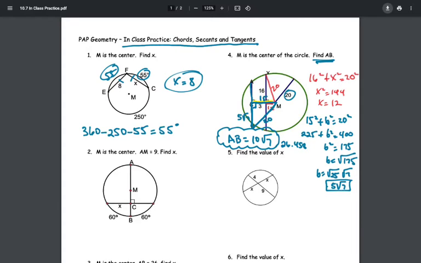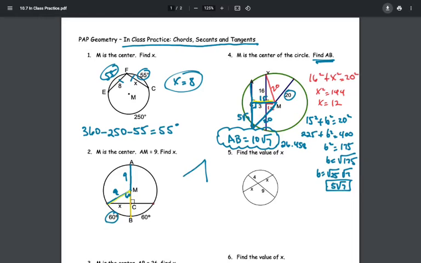Okay, on the next one, we have M as the center, AM is 9. So this AM right here is 9. That's the radius, so that's helpful. I can draw another radius right here, which is also going to be 9. And I'm going to use it to help me find x. Well, I know that this arc right here is 60. Well, I also know that this is a central angle. So that angle right there is also 60. So now I've got a 30, 60, 90 triangle.